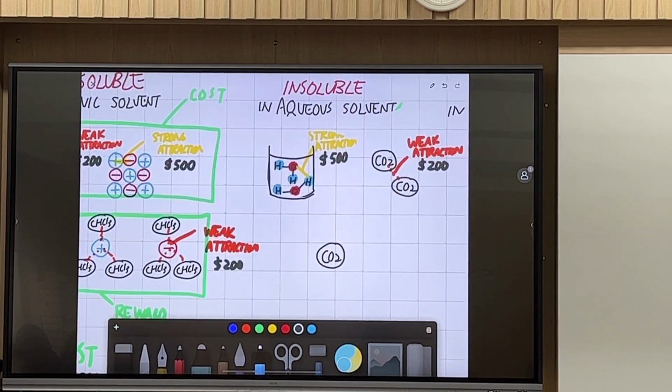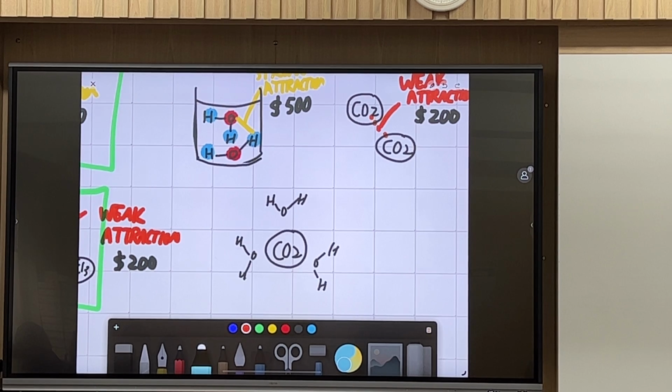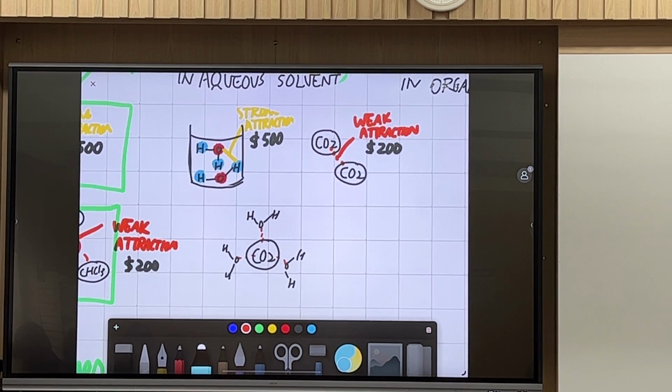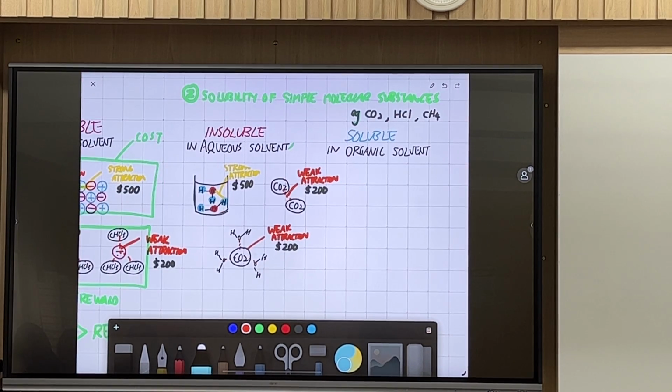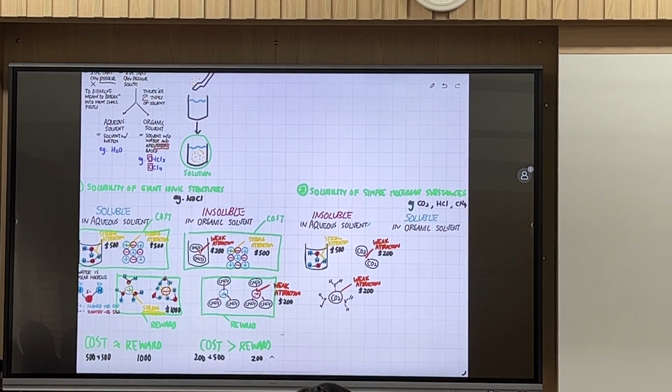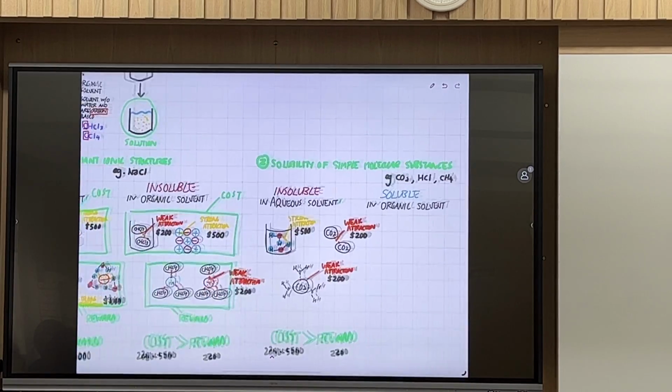Okay, so you see in here, so this is H2O, this is H2O, this is H2O. These are again weak attractions. So that's equivalent to another $200. So if you are CO2, would you want to make this investment? Your initial investment was $700, but you get only $200 in return. There's nothing in it for you, right? So therefore, it is a case of cost greater than reward here. So insoluble. That's how you understand it.